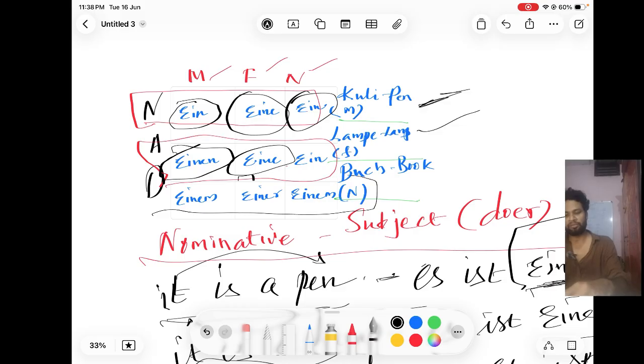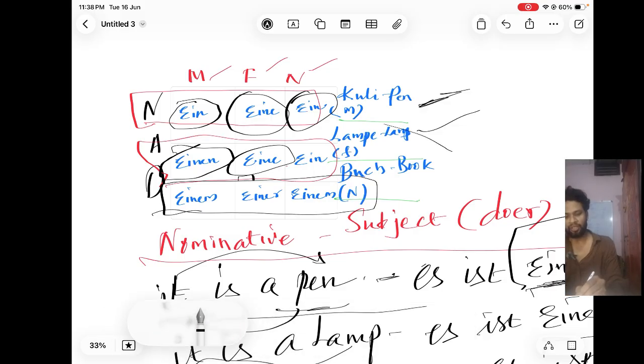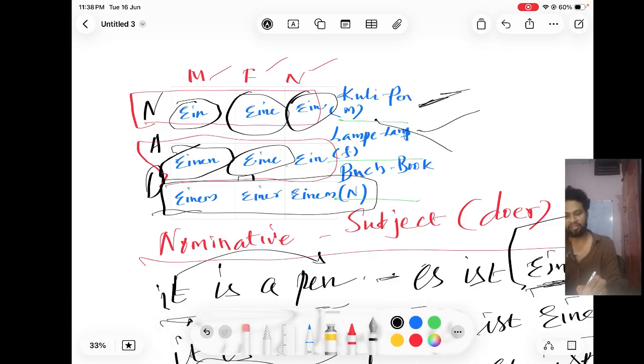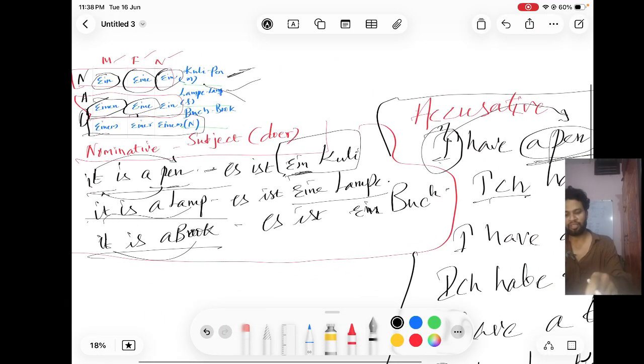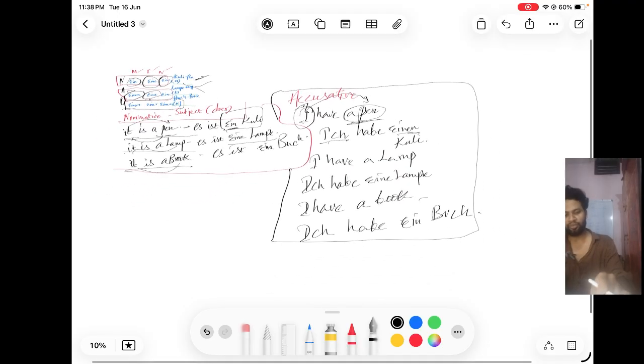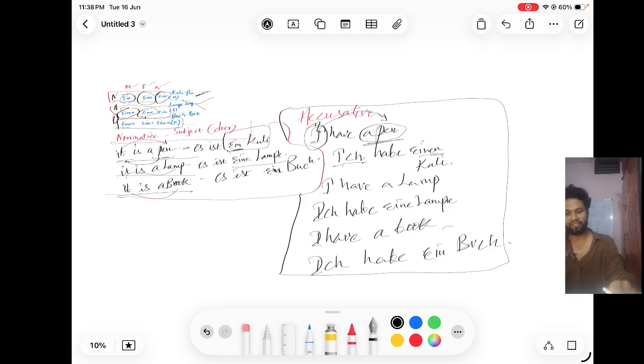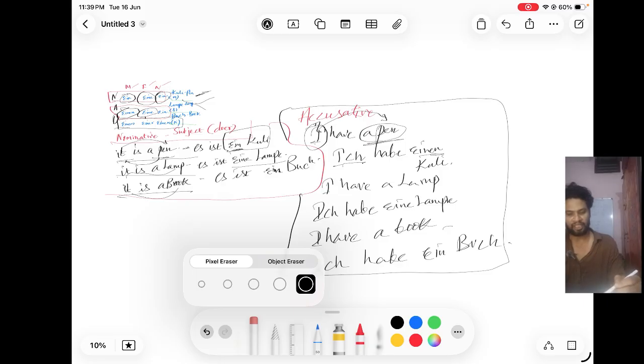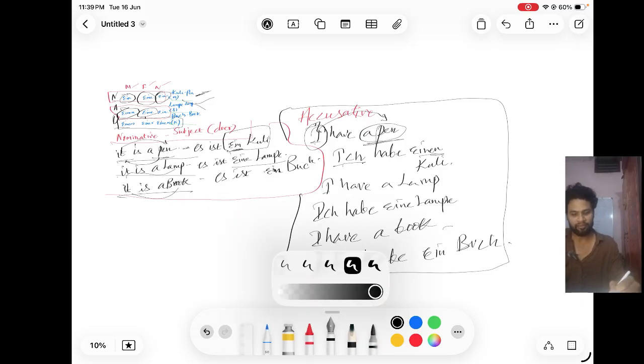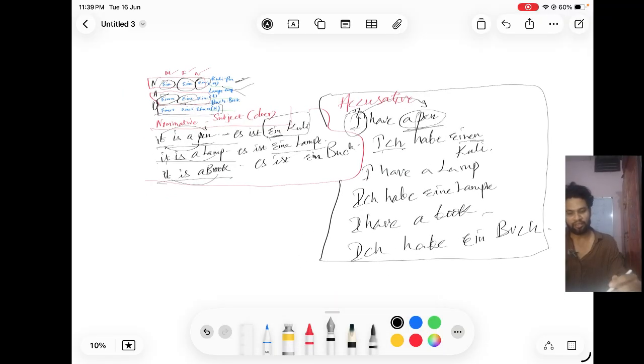So coming back to the table here, we are going to learn the definite dative case. Till now we have discussed nominative and accusative. I hope you understood. Coming to dative, please try to understand: dative is nothing but an indirect. There are certain verbs which always act in an indirect way. We will discuss that a little later.